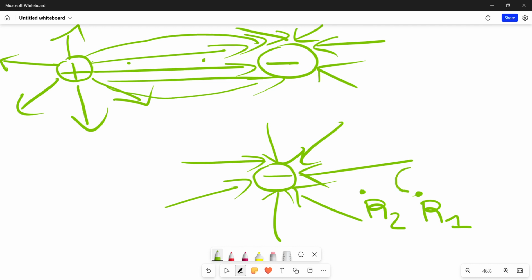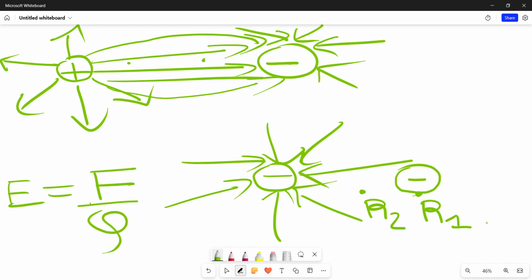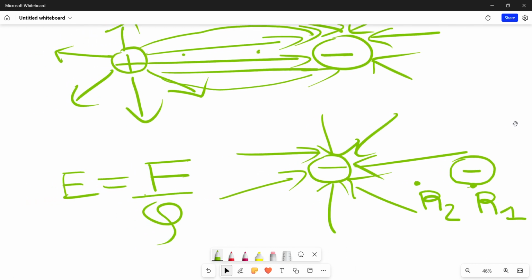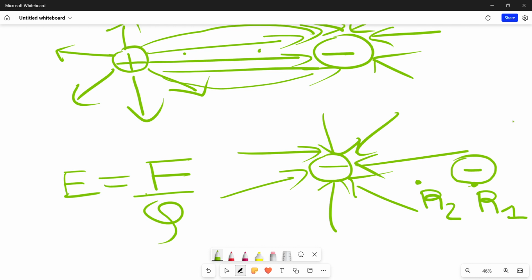Let's say I place a negative charge at R1. If I want to know the field at R1, it is nothing but the force divided by the quantity of the charge. And this is something very interesting here, because to figure out the E field, we need to have a test particle. That's the only way we can figure out the E field, and we'll get to a little more detail on whether it is a vector or not.